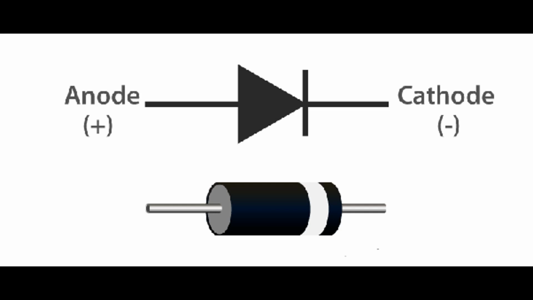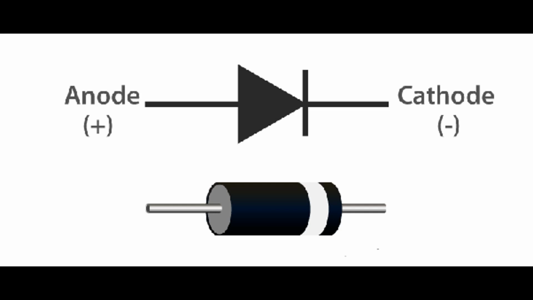Frequency mixing. Diodes can be used to mix two input signals of different frequencies, resulting in a signal that contains the sum and difference frequencies of the inputs. This is fundamental in radio receivers for heterodyne mixing to downconvert high-frequency signals to a more manageable intermediate frequency.